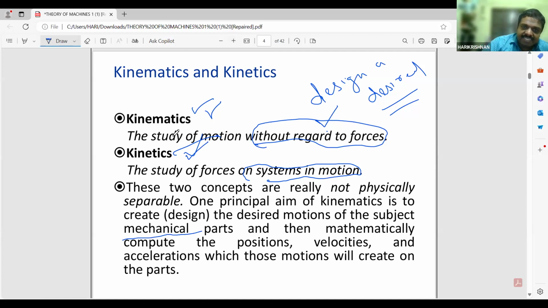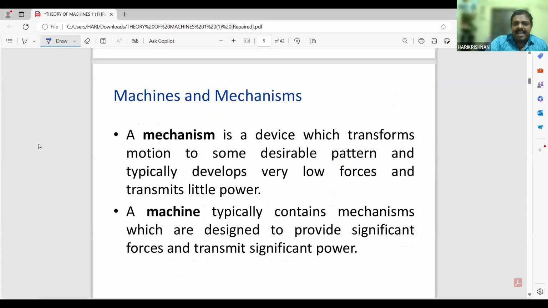Machines and mechanism. A mechanism is a device which transforms motion into some desirable pattern and typically develops very low forces and transmits little power. But when it becomes a machine, it will transmit significant power. That's the difference between a mechanism and a machine.